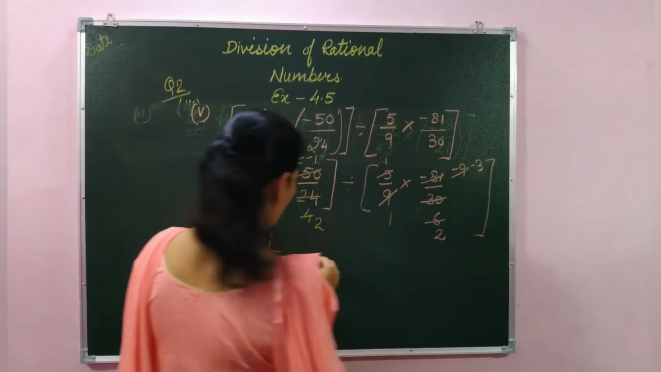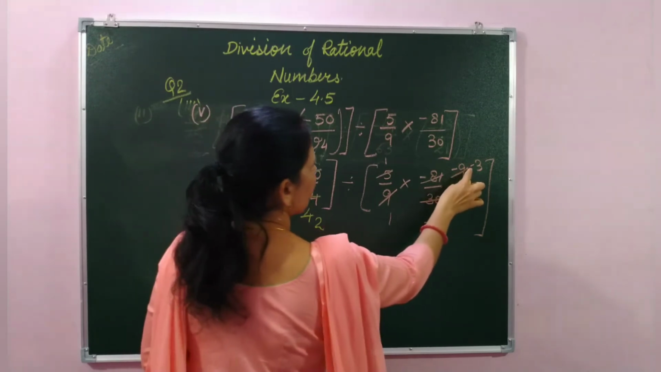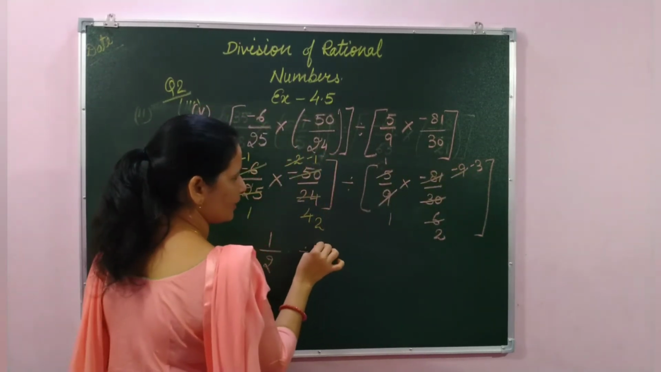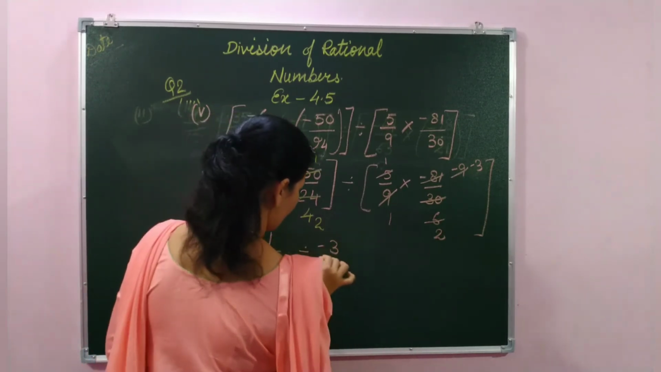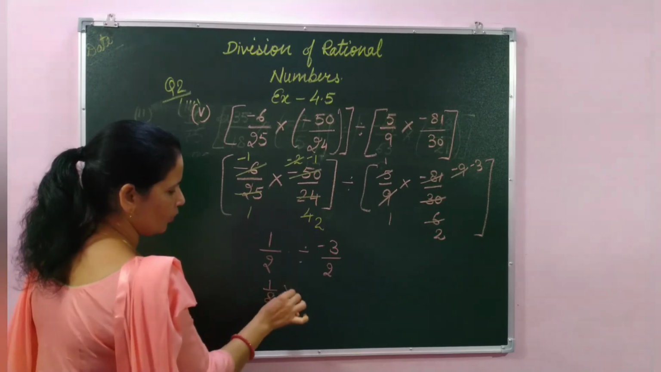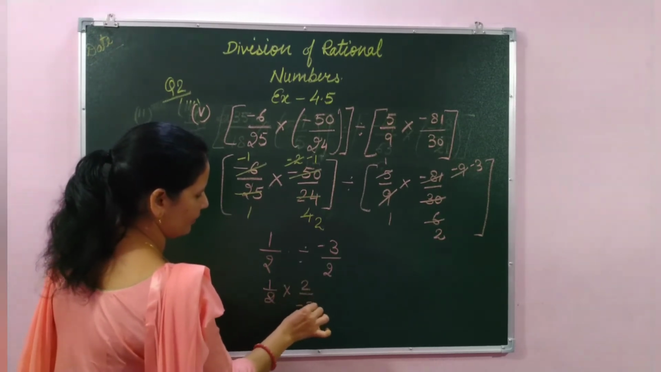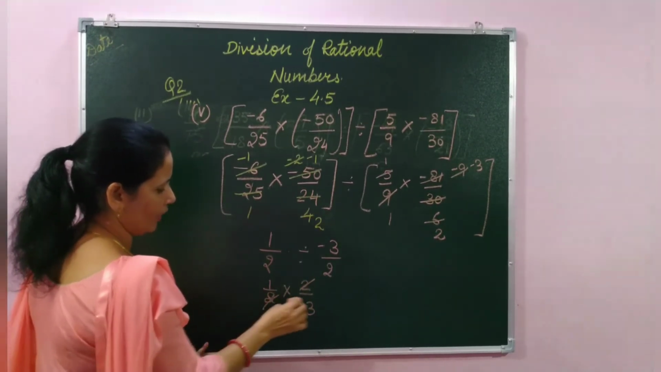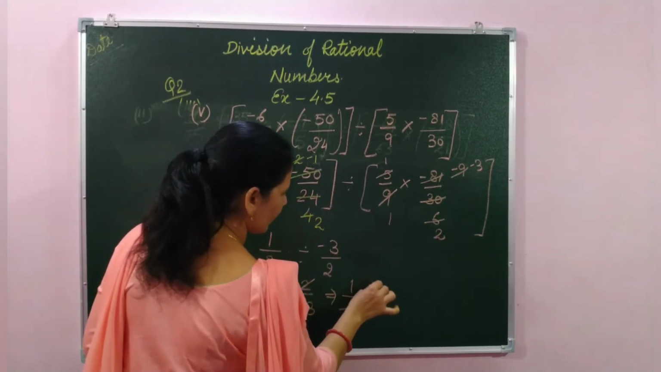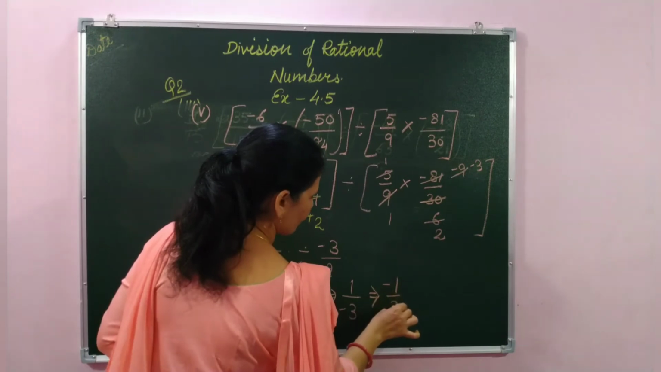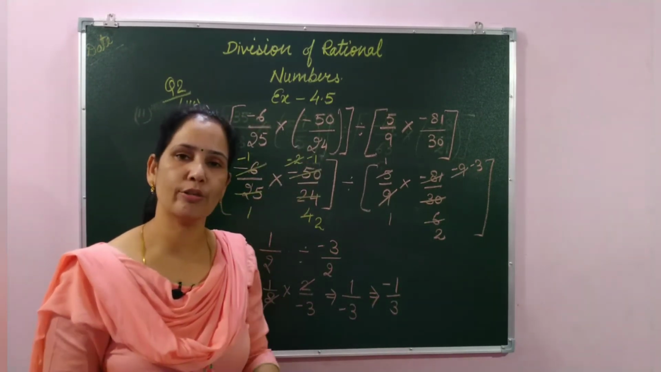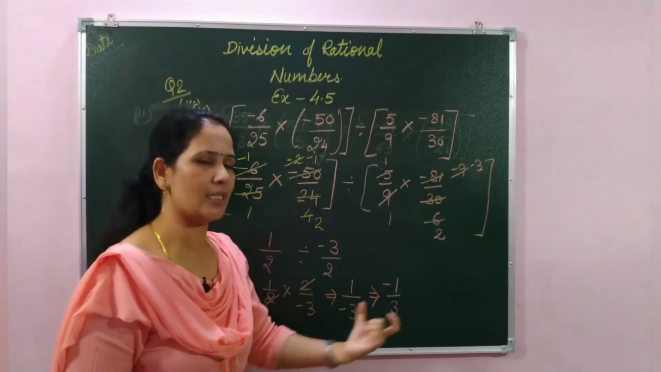So students, if we solve this one, from here we get same minus and plus, plus minus minus, and here is 2. Solve this divide sign. 1 by 2 multiply 2 by minus 3. 2 cancel by 2, and from here we get the answer 1 by minus 3. Otherwise we can write minus 1 by 3. In both case answer is correct. Okay students, so no need to confuse. In both case answer is correct.